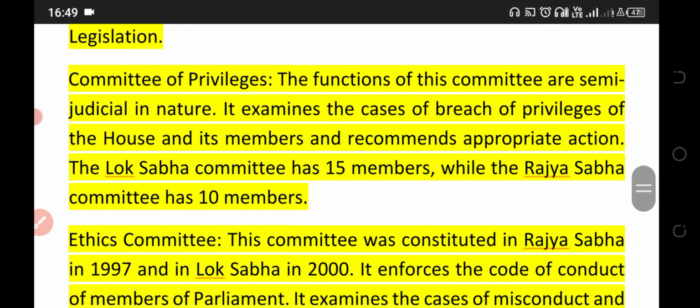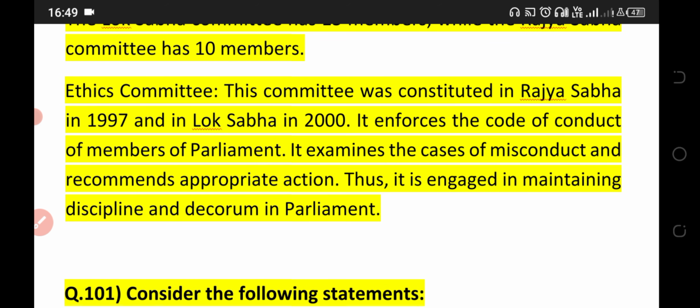Committee of Privileges. The functions of the committee are semi-judicial in nature. It examines the cases of breach of privilege of the House and its members and recommends appropriate action. The Lok Sabha committee has 15 members, while the Rajya Sabha committee has 10 members.